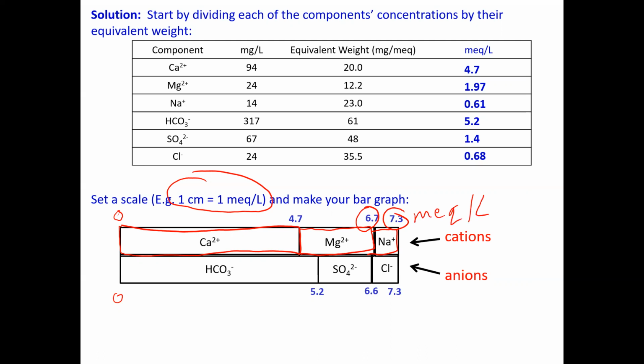Going to do the same thing for the anions. So you can see there's the bicarbonate right there. There's the sulfate. And there's the chloride. So there's a couple more marks on the test. So I won't ask you to do any of the fancy graphs, but something like this is fine.